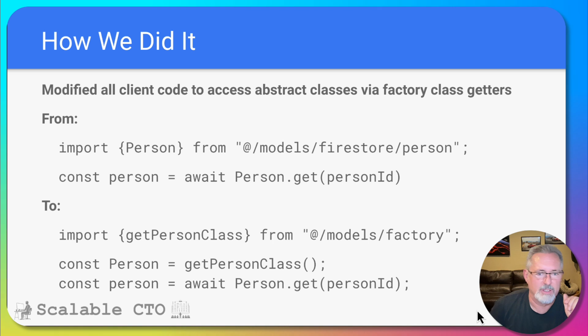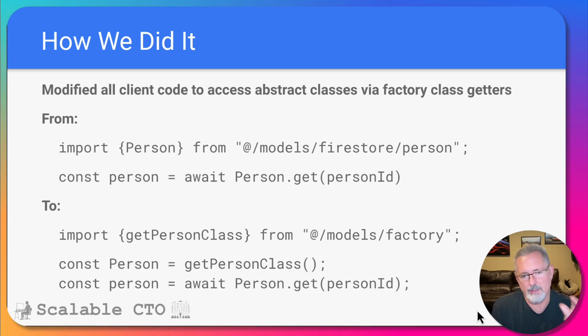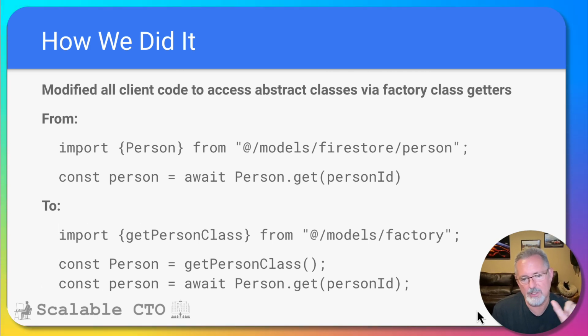Probably the best way to talk about that is what the code looked like. What the code used to look like is you'd import the person model from the Firestore person model implementation, and then you just call your methods on it. The way it works now is you import this getPerson class function from the model factory. You call getPerson to get the person class. So this is not an instance of the person model. This is the class of the person model, and then you can use that like you would have used the class that you imported directly. So we're basically adding a getter to get the class and then operating directly on that class, exactly like we would have before.